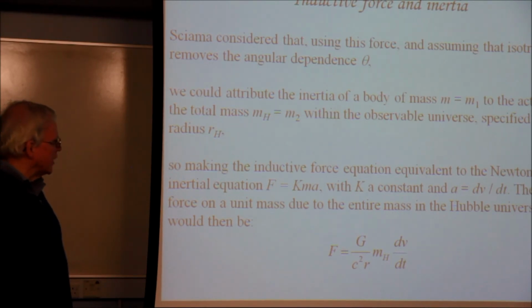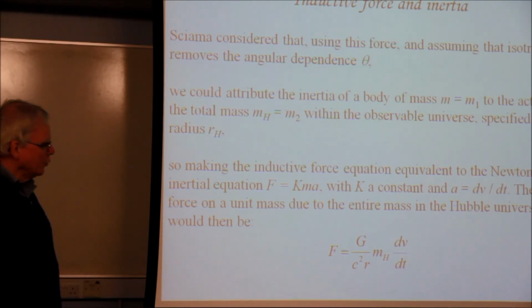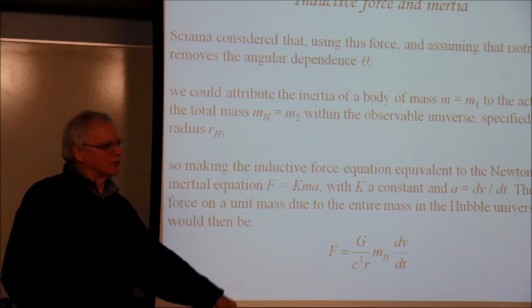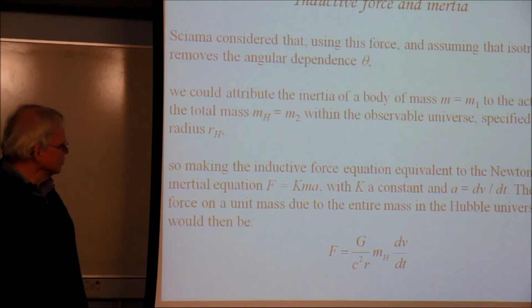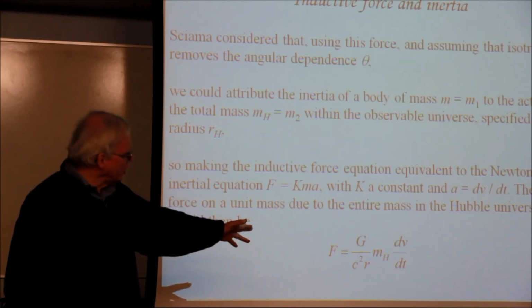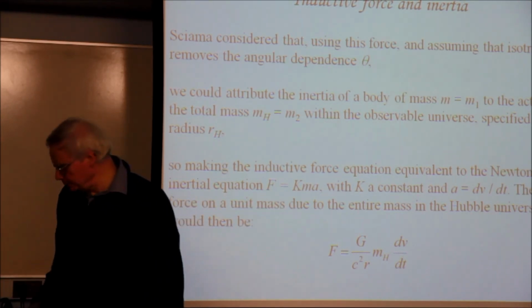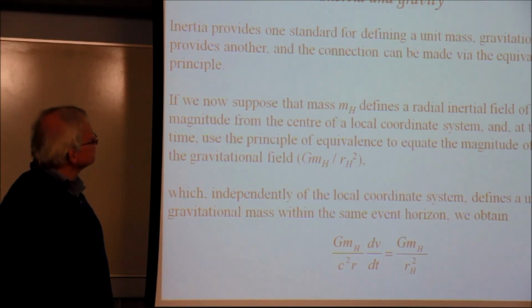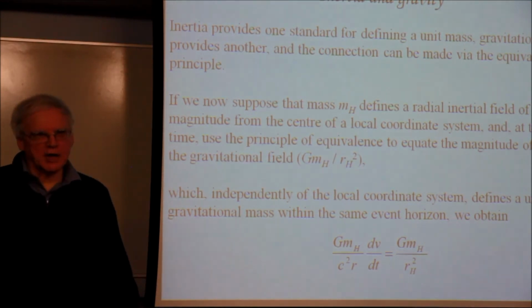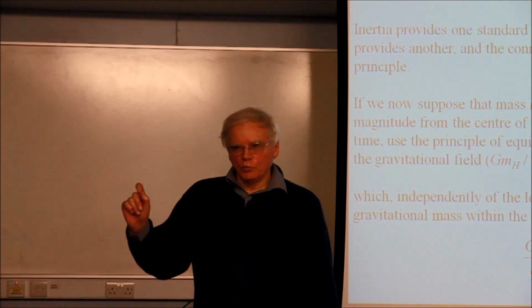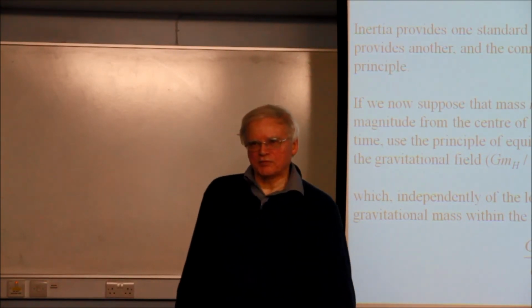So if that's the case, then for the inertial force on a unit mass due to the entire mass in the universe, we keep the same form of the equation, but with unit mass, m1 becomes 1 and m2 becomes mh, the Hubble mass. So it would then be of that form. A force on a unit mass would be a constant times dv over dt, when you integrate it. So that's one way you can define a mass, by inertia, and this is what Sciama said you should do. What he didn't do was say you can also define it by gravitation.